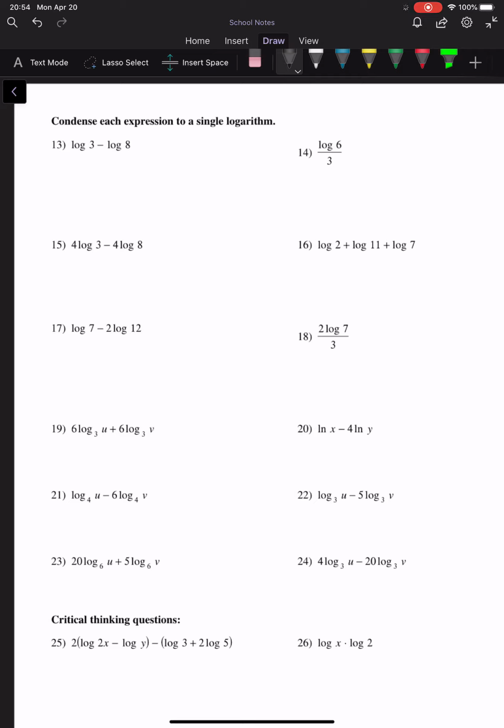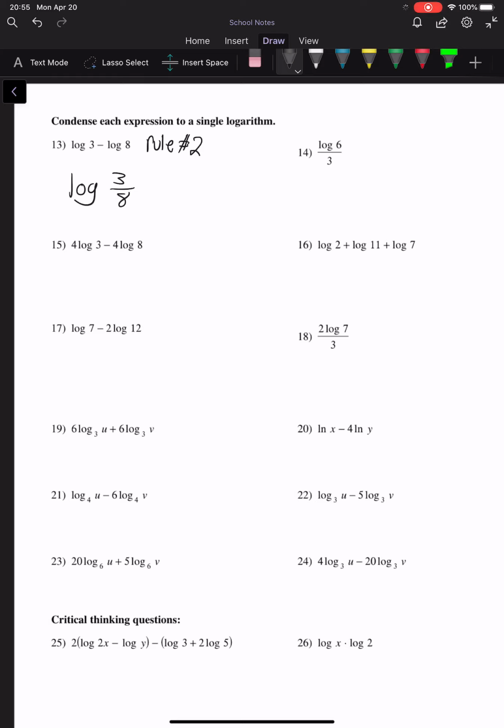So question number 13, we're going to be following along with rule number 2 from the video that we had in class. So because we have the difference of two logs, we're just going to be dividing them. So this is going to be log 3 over 8.